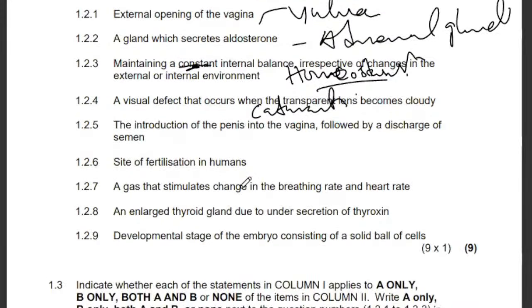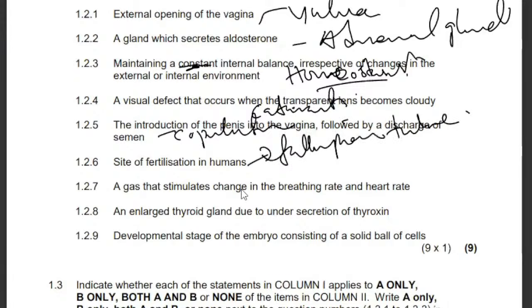Introduction of the penis into the vagina, followed by the discharge of semen. How do you call that? We call it copulation. Someone can say, what about sex? It's better to say it in science, copulation. Fertilization. The site for fertilization is the fallopian tubes. Yes, so it's the fallopian tubes.